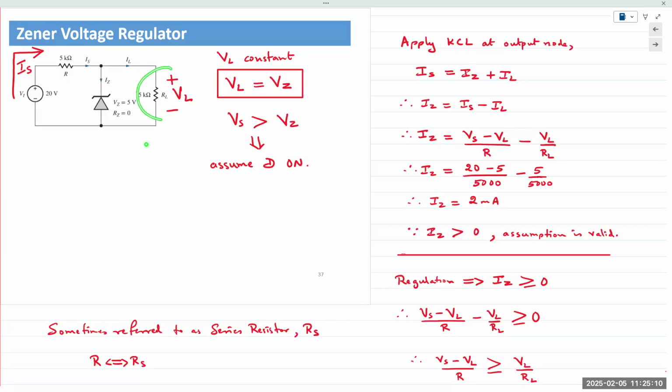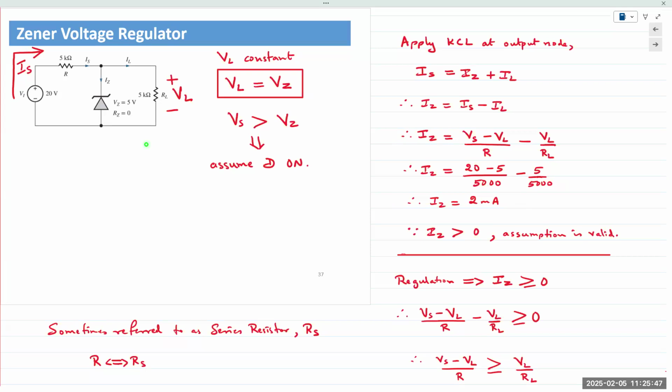And then IL is simply VL over RL. IS is VS minus VL. VS is here and VL is here across the two nodes of the resistor. So IS is VS minus VL over R. Plug in all the known values. We are given the supply voltage, we are given the Zener voltage, we are given the resistor values. Plug all of those values in. The only unknown is IZ. We solve for IZ, and IZ is 2 milliamps.